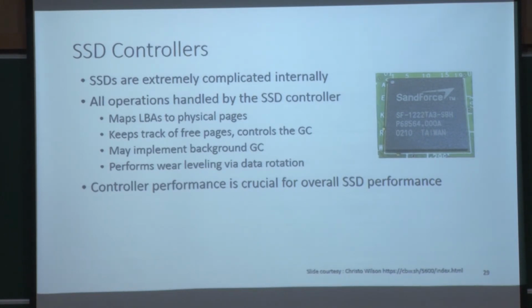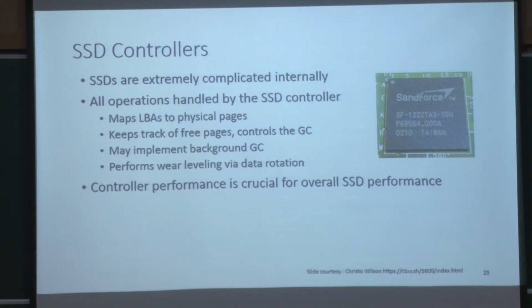So we talked about this. I've been referring to this quad-core ARM processor that does a whole bunch of things. Technically, it's known as the SSD controller, right? The SSD controller is nothing but a piece of logic which could potentially be a quad-core ARM controller or something similar. It handles a whole bunch of things, right? So it keeps the mapping, as we talked about before. It keeps track of free pages and controls garbage collection. It has to do background garbage collection every once in a while.